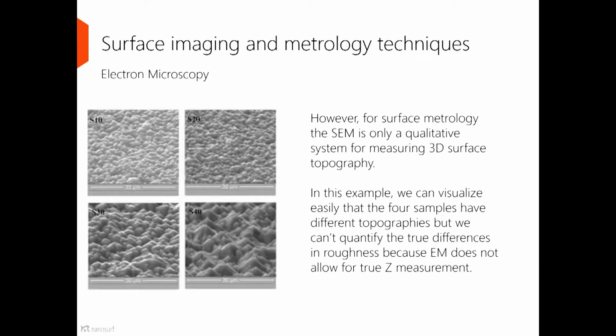For example, S40 appears to be considerably rougher with much larger features than, for example, S20 in the upper right. But we can't necessarily put a number to what these values are. So it's a great comparison technique. I can say, yeah, this looks good, this looks bad, but I couldn't necessarily make quantified numbers based on the data that I would pull from the electron microscope.